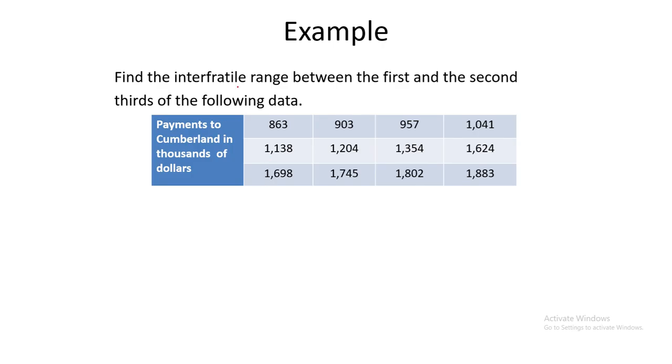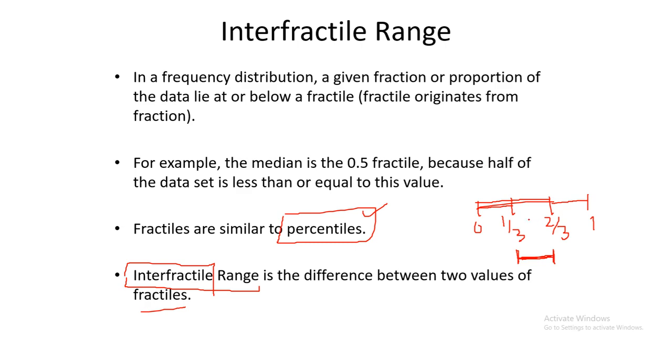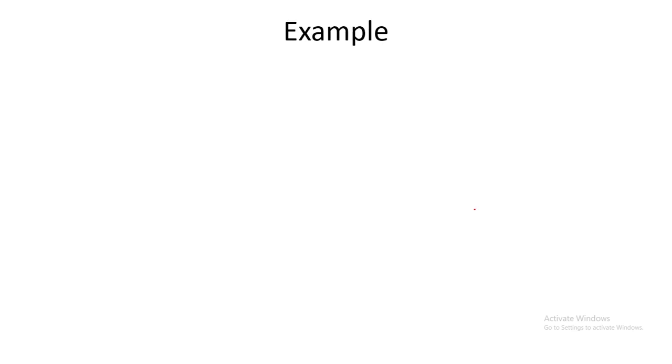So here you see, find the interfractile range between the first and the second thirds. First third is 1 by 3 and second third is 2 by 3. Exactly what I was talking about in the previous slide. So this is the interfractile range they are asking for.